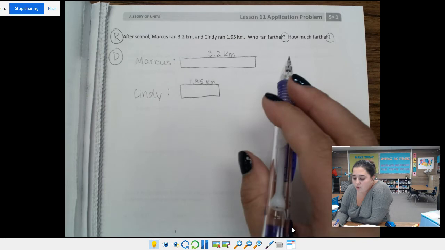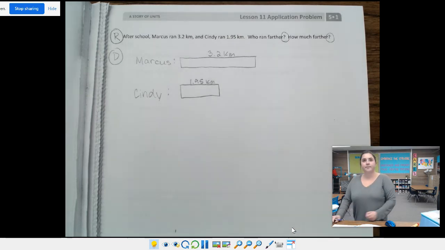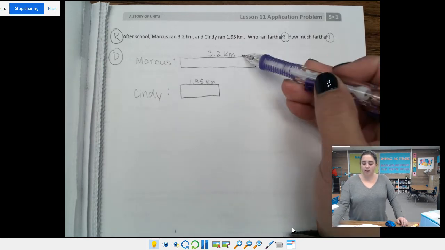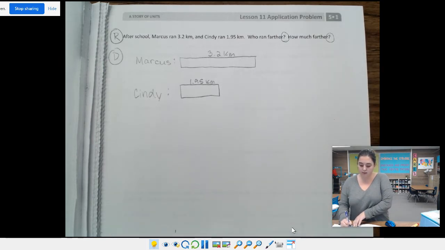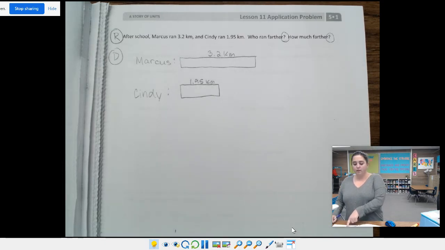So who ran farther? Which number is larger? Marcus ran farther. They ran blank farther. I could actually change this to a he. That'd probably be more proper, more appropriate. But so how much further?